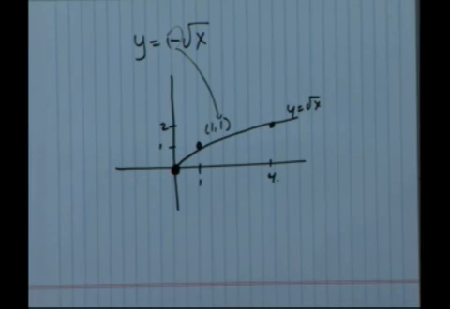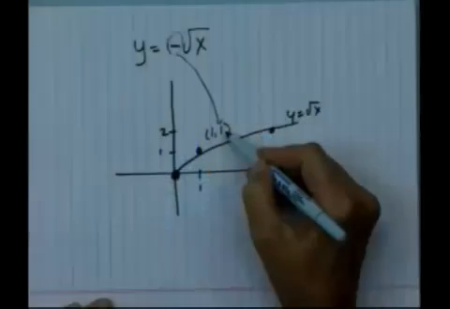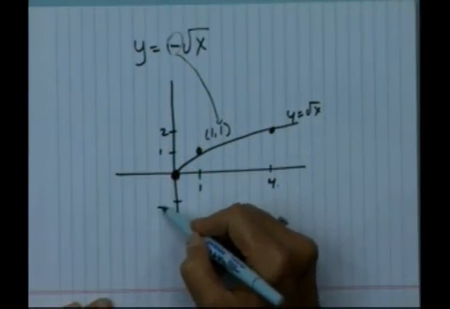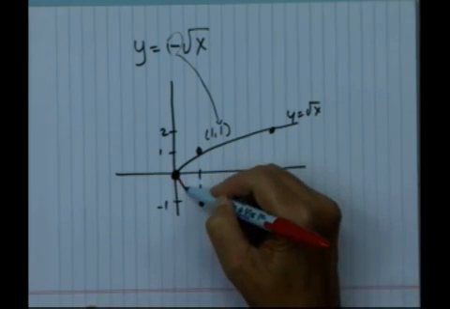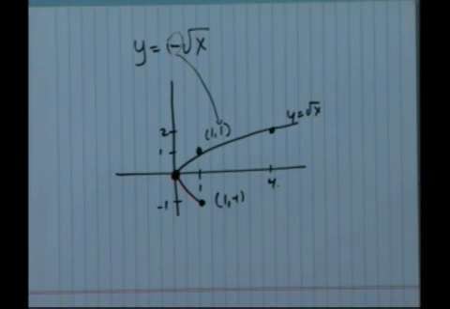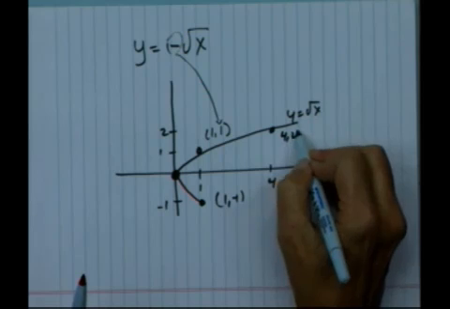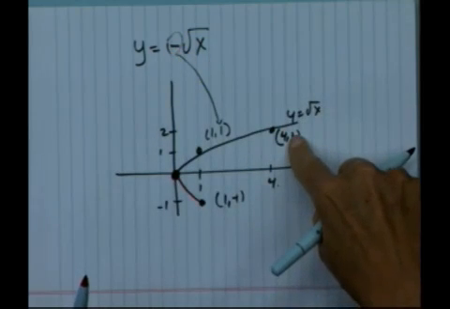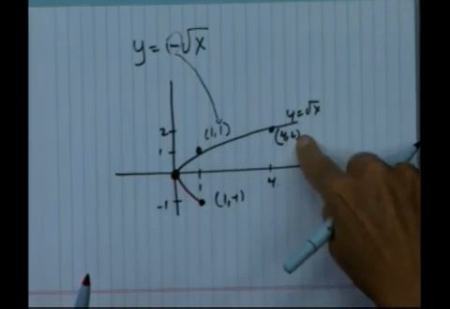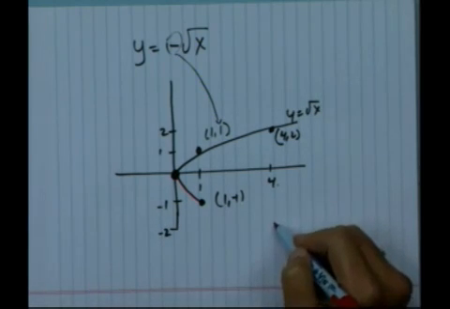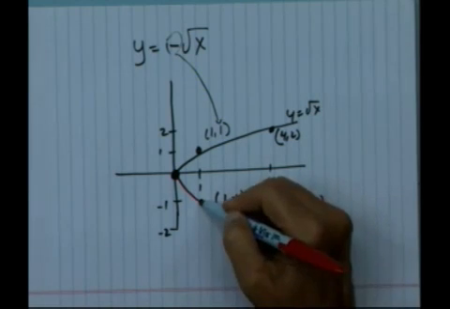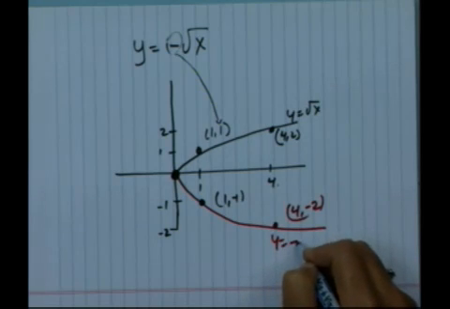I don't spend a whole lot of time on reflecting, because if you've already learned to stretch and compress, you've got it made. I might go in a negative direction. 1 times -1 is -1. So you now have the point 1, -1. I meant to do that in red for the negative part. And here you had the point 4, 2. So it really is like multiplying that 2 times -1. -1 times 2, and you've got your point 4, -2. And here is the graph of y equals minus the square root of x.